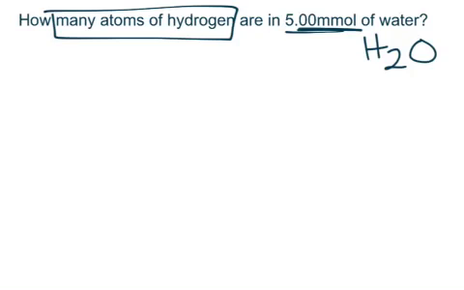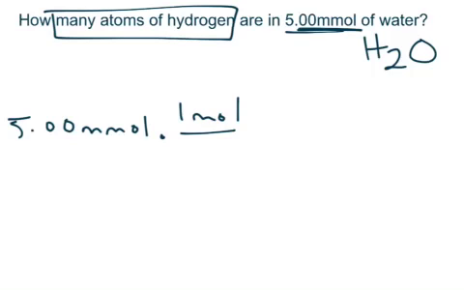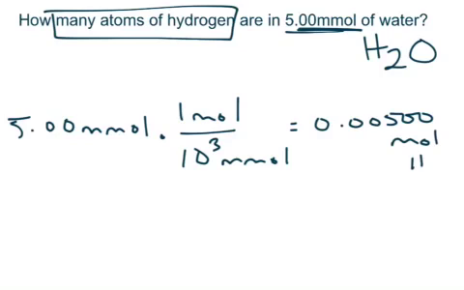So I'm going to go ahead and set it up like we do every problem. Start with the number that's in the question, millimoles. Millimole is really no good for us, so we need to switch it to regular mole. In 1 mole, there's 10 to the 3rd millimoles. So we really have 0.00500 moles of H2O.